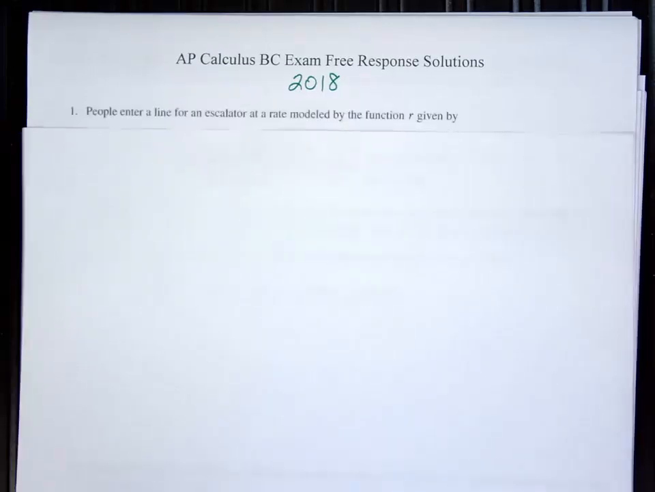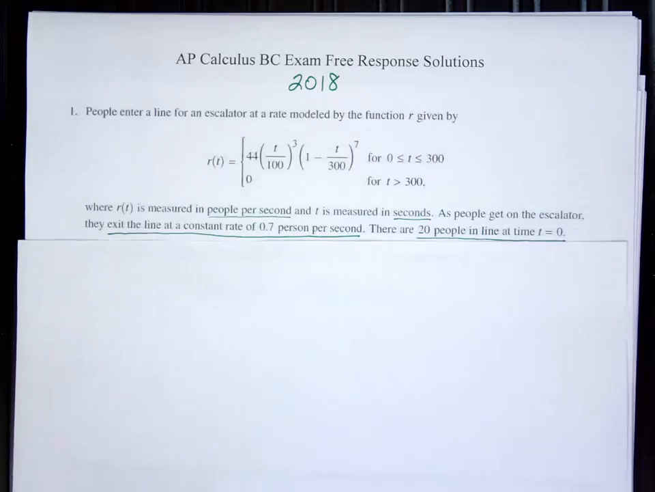So the first question is, people enter the line for the escalator at a rate modeled by this function right here. Now R of t is a piecewise function defined from 0 to 300, and then it is equal to 0 beyond 300. R of t is measured in people per second, and t is measured in seconds. As people get on the escalator, they exit at a constant rate of 0.7 persons per second. So that's basically the in and out. R of t is the in, and the 0.7 is the constant out. There are 20 people in line at time t equals 0.